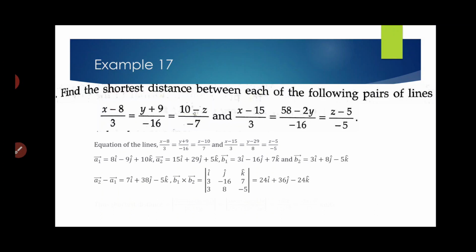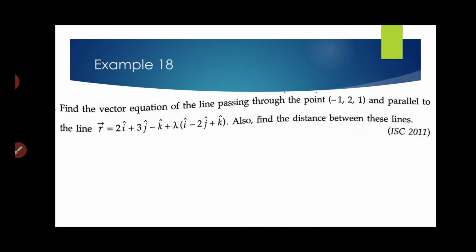So now again, routine calculation: find A2 minus A1, find B1 cross B2, then put it into the formula, and so you get your shortest distance as 138 root 17 by 17. Now obviously I'm not explaining the calculation, you can do it all by yourself, just give it a check.